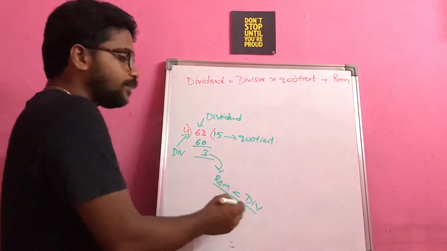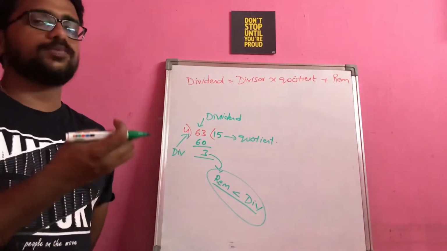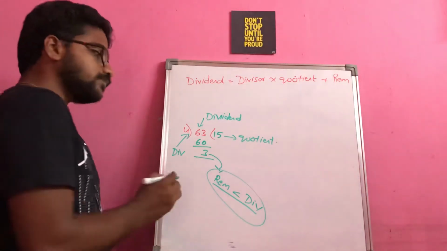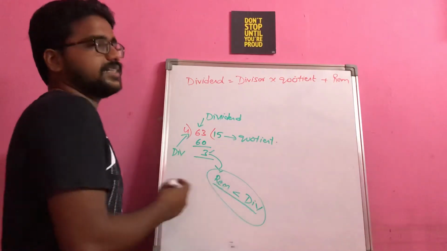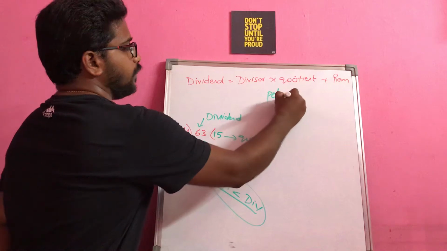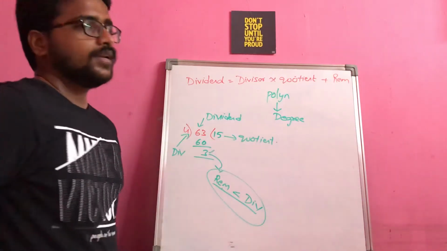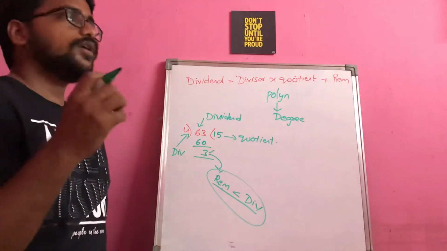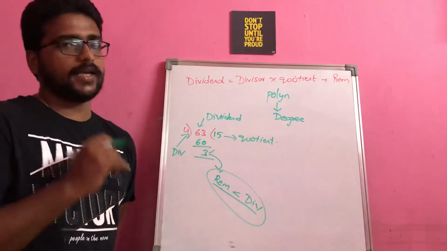So this remainder is always less than the divisor only, right? The same things we are going to apply with respect to polynomials also. But here these are just numbers, so we were saying the remainder is less than the divisor. As we are going to deal with polynomials, the degree plays an important role. Degree will give you the information about many things, so we are going to talk everything with respect to degree.